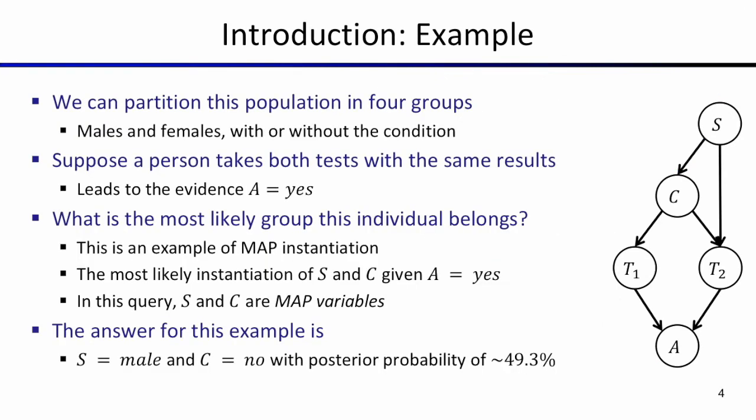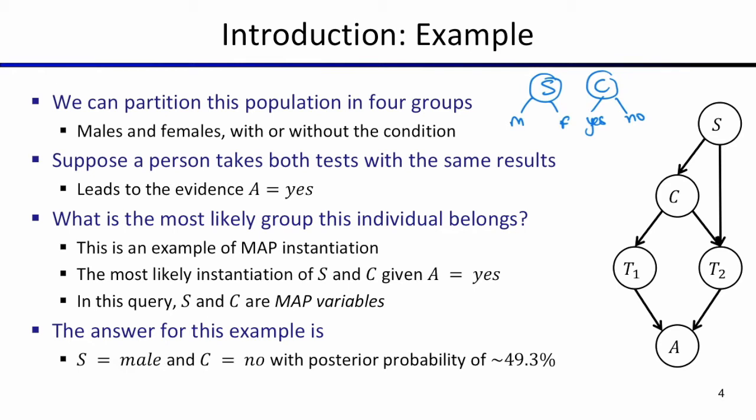Okay, in this example, we can think that we can partition the population into 4 groups. If we look at the variables S and C, that is sex and condition, for sex we have males and females, and for condition we have yes and no. So we have these 4 possible groups of males that have or do not have the condition, and females that have or do not have the condition.